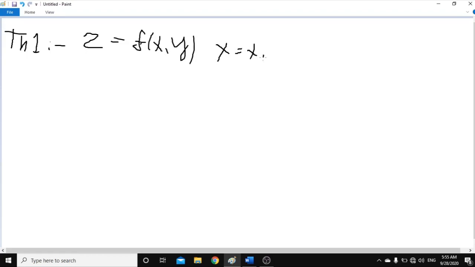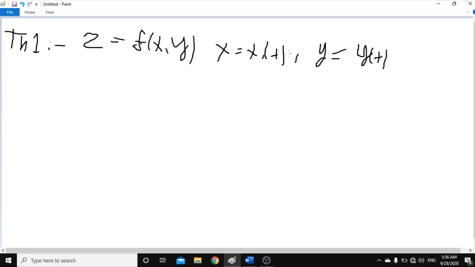So, let's start here. Theorem number one, where "th" means theorem. Let's say that you have a function z is equal to f of x comma y, and you also have x is equal to x of t, and y is equal to y of t.